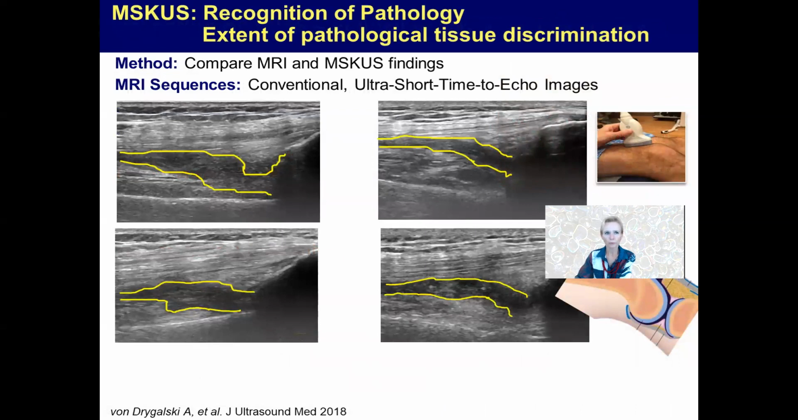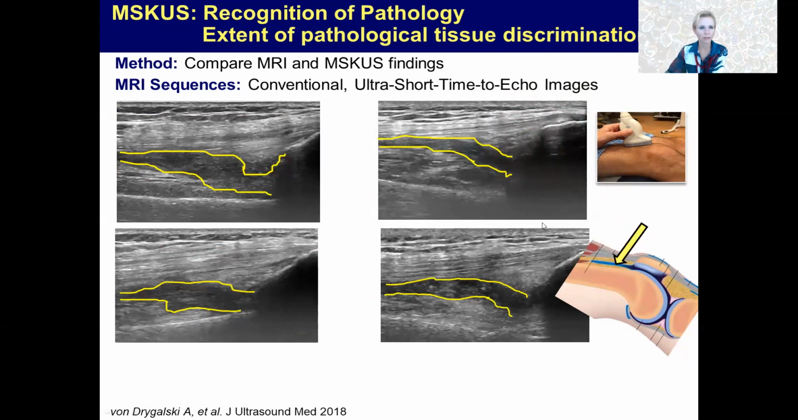So just showing you maybe my favorite slide here, and that is the recognition of pathology and the extent of pathological tissue discrimination in hemophilic arthropathy with ultrasound. Here we compared MRI and ultrasound findings, using MRI sequencing conventional but also ultra short time to echo images. And looking here into the suprapatellar bursa of different patients, you would agree that there's hypoechoic, sort of to mixed echogenicity content in these bursas. We just don't know exactly what it is.